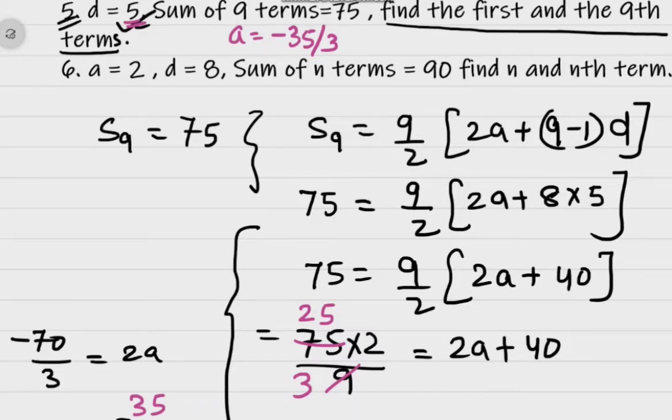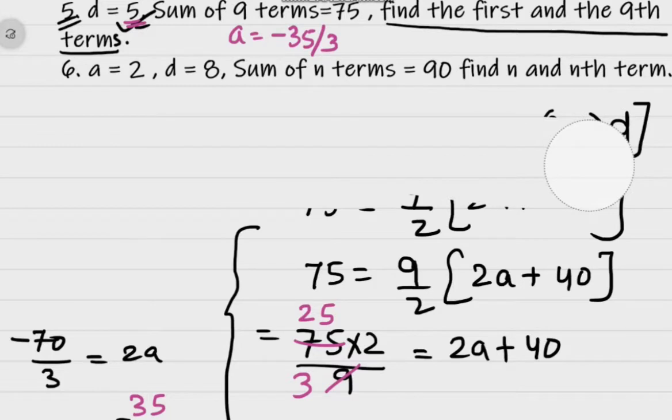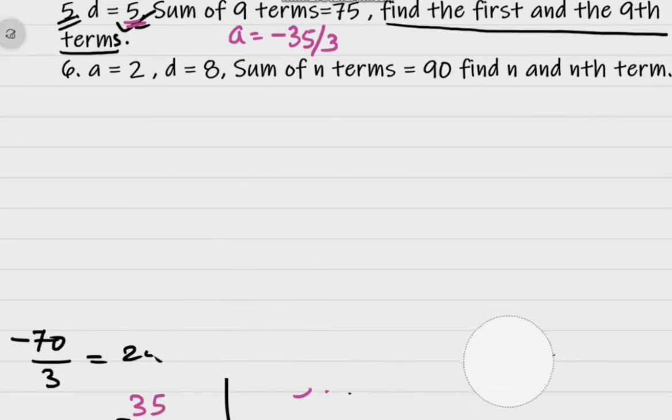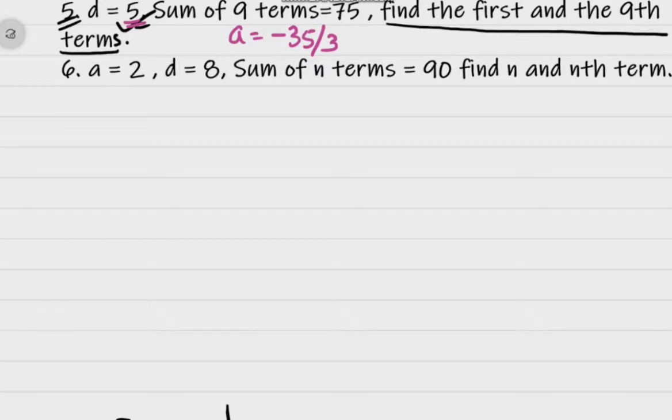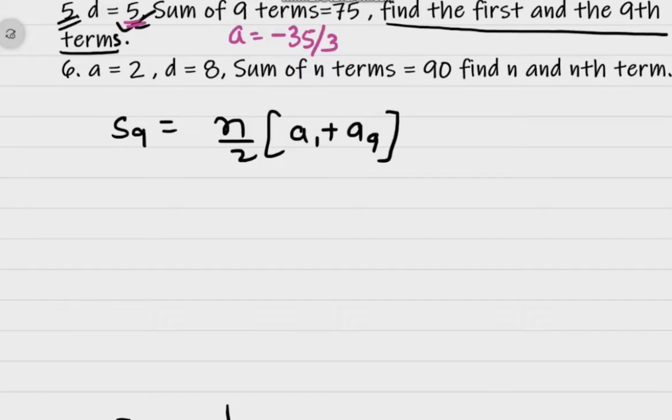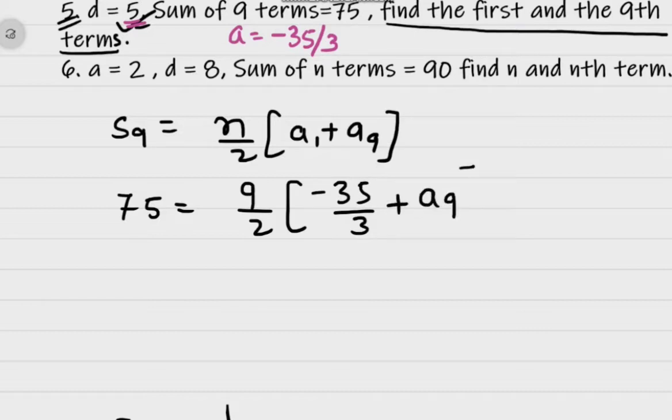Let me clear the board a little. Let me calculate the ninth term now. How will you calculate the ninth term? One more method is there to calculate the ninth term. Simply see, S9 can be calculated by using the formula n by 2 into first term plus last term. Now see, what is your S9? It is equal to 75. And what is your n? N is equal to 9. 9 by 2. Now the first term is minus 35 by 3. Now plus this will be equal to A9, that is your ninth term.